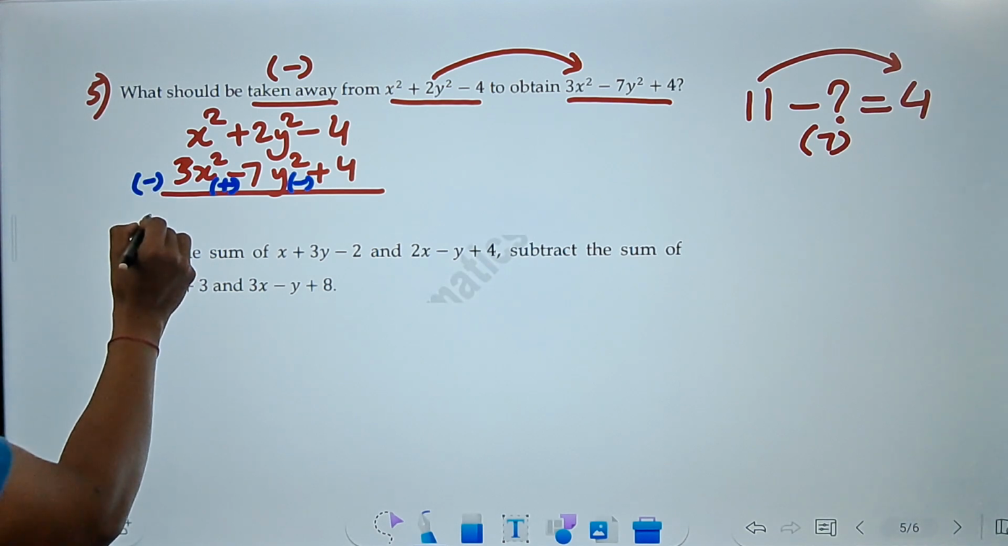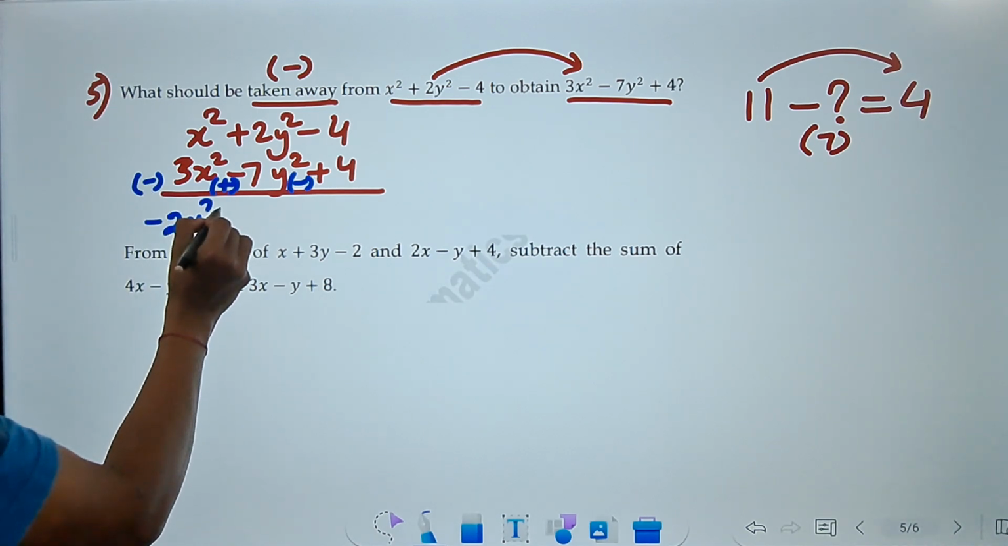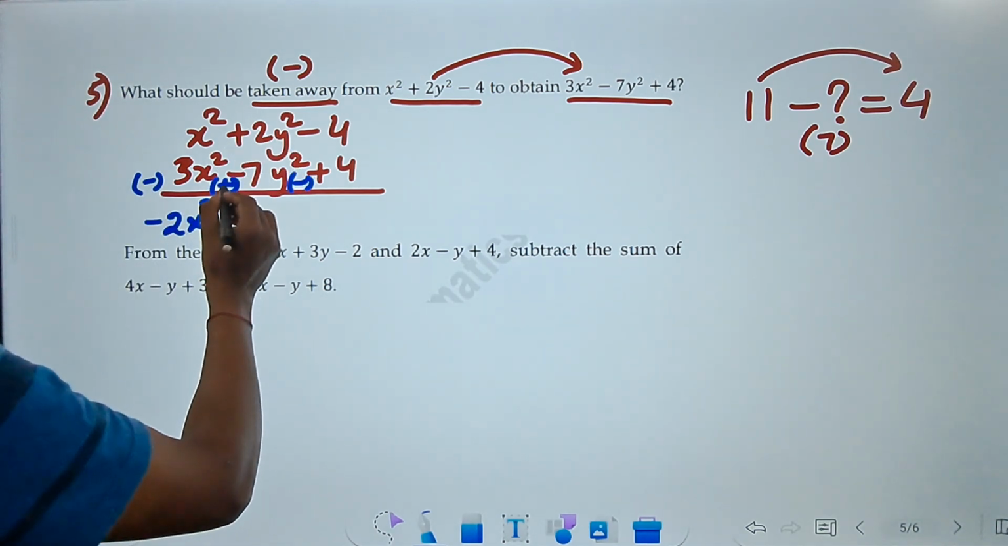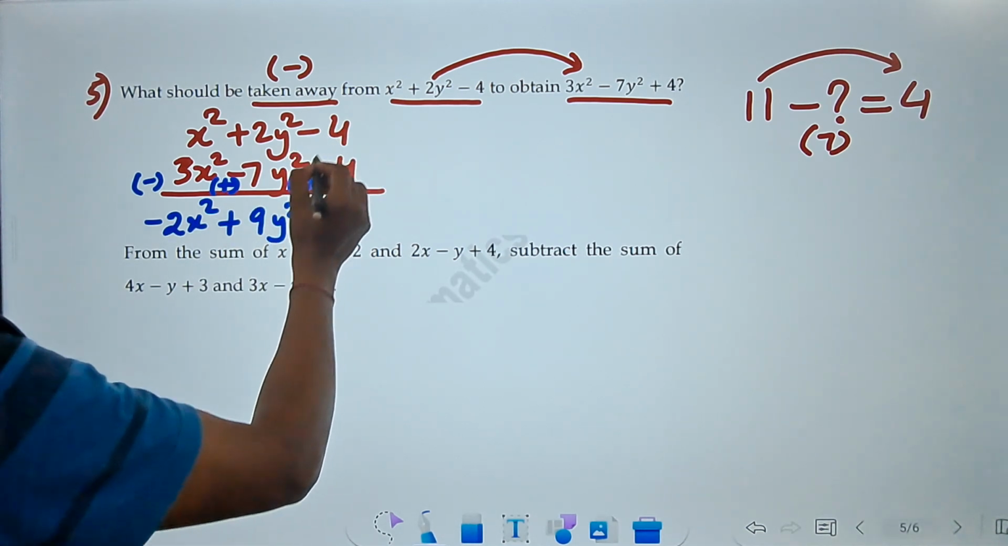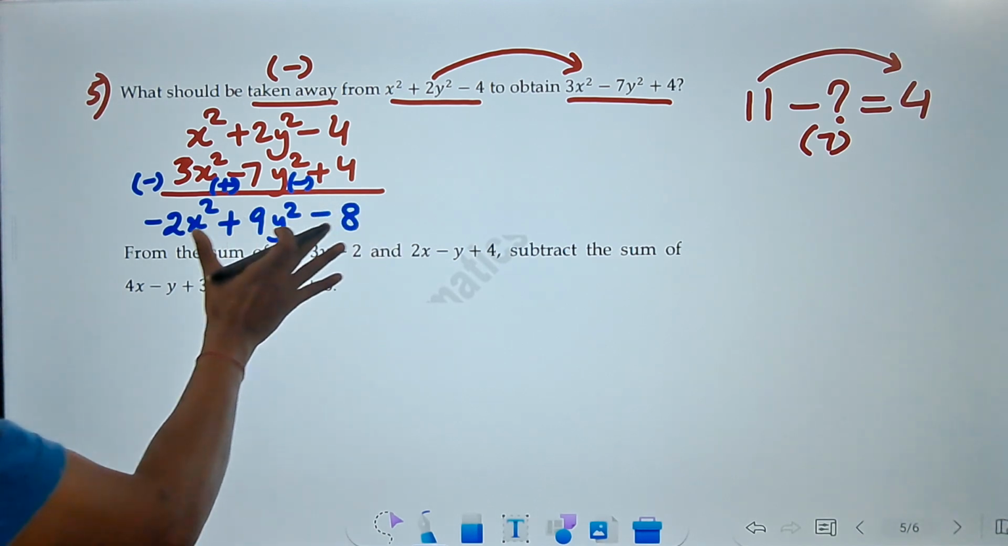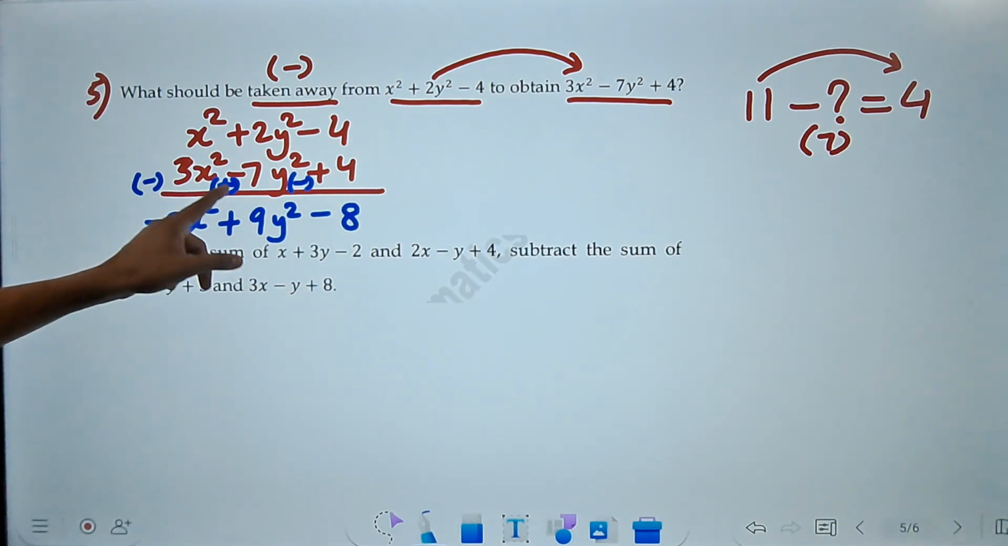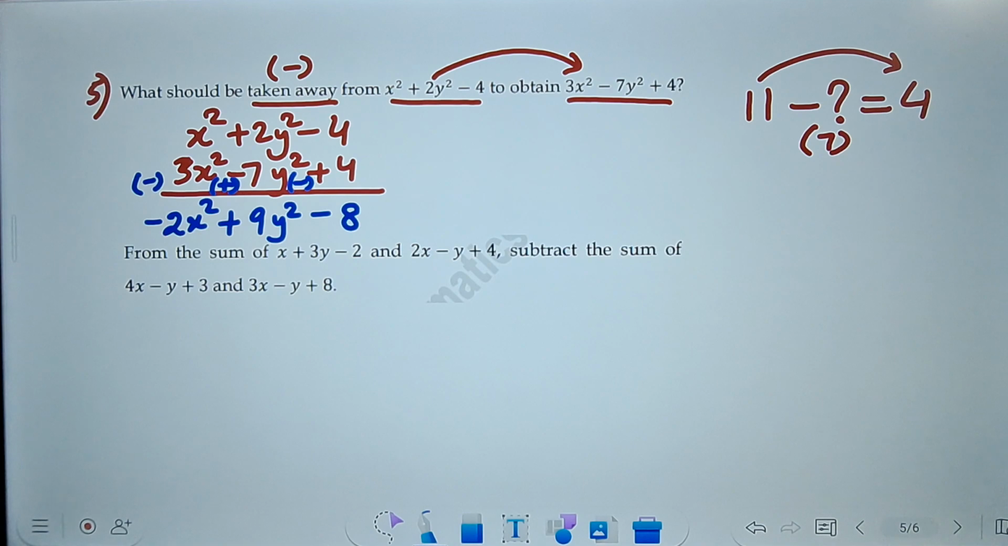x square minus 3x square is minus 2x square, which forms the first part of your answer. Plus 2 plus 7 is plus 9y square, which forms the second part. Minus 4 is minus 8, that forms the third part of your answer, and this is the final answer.